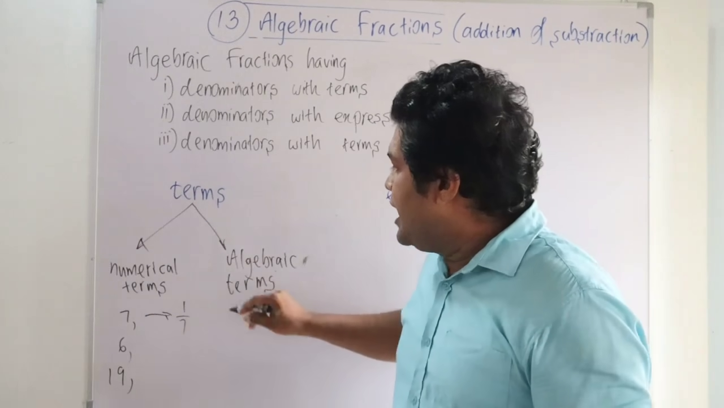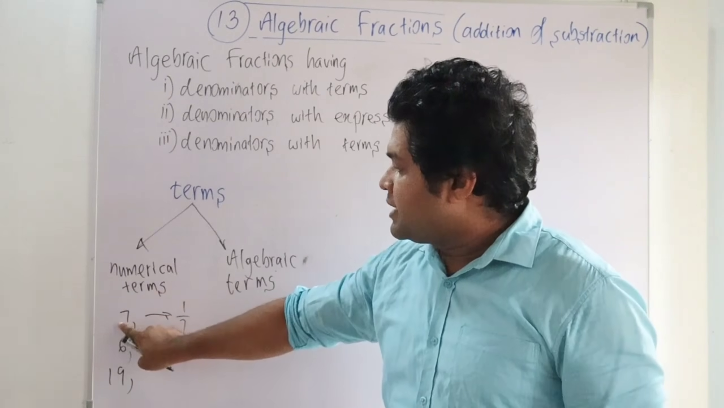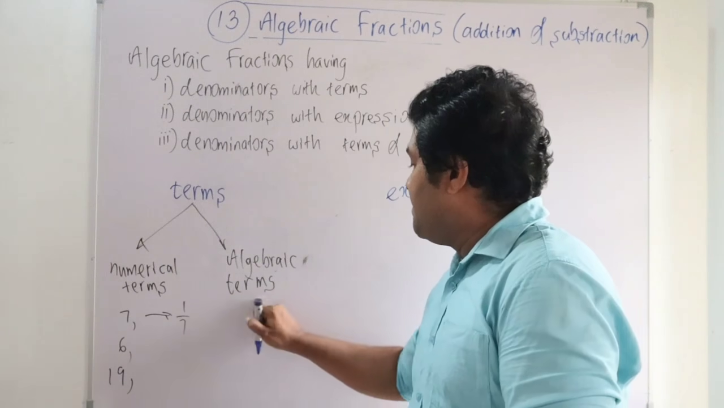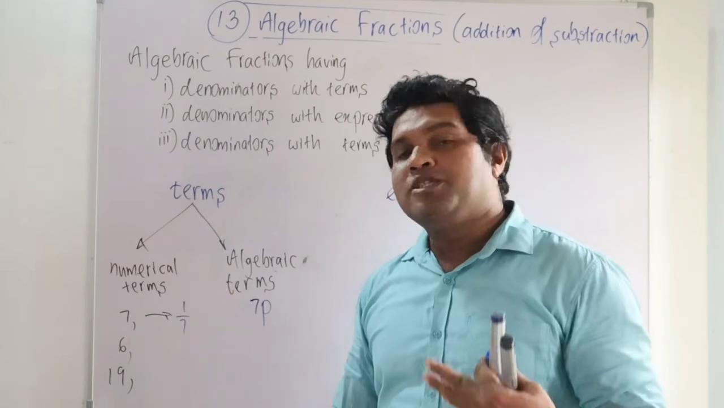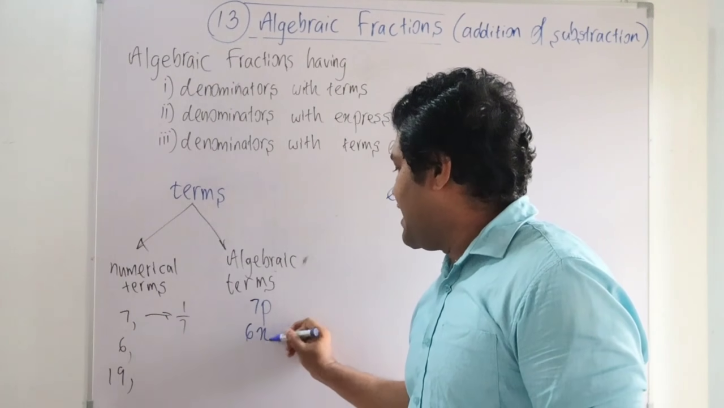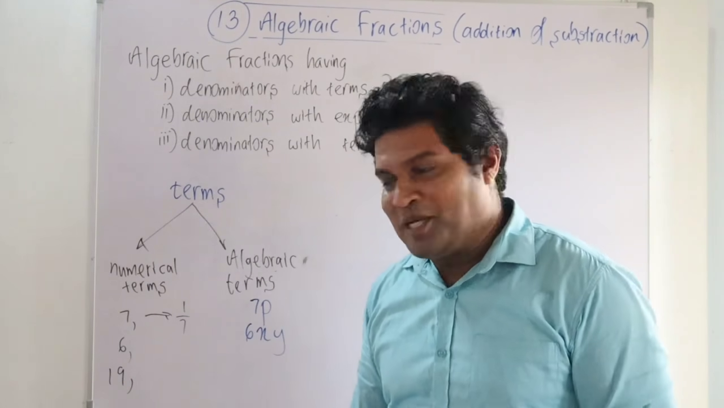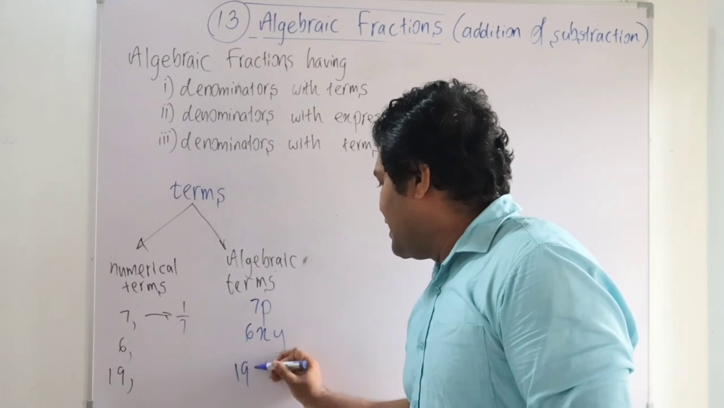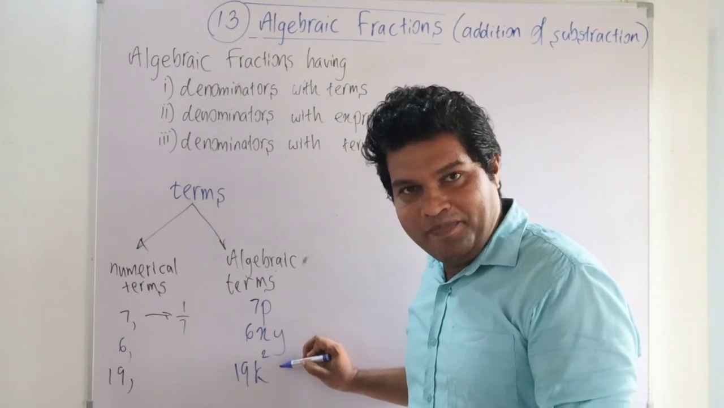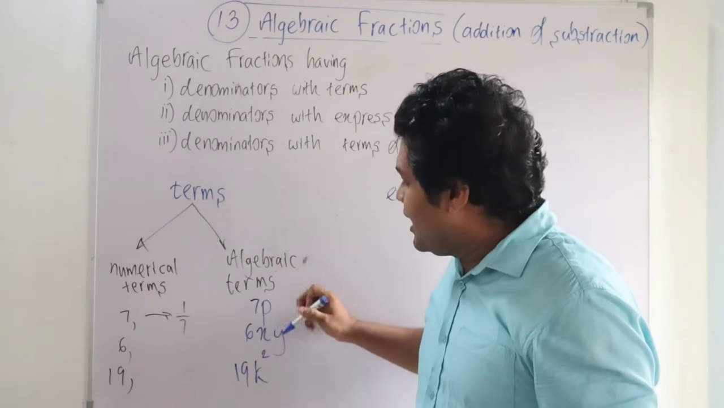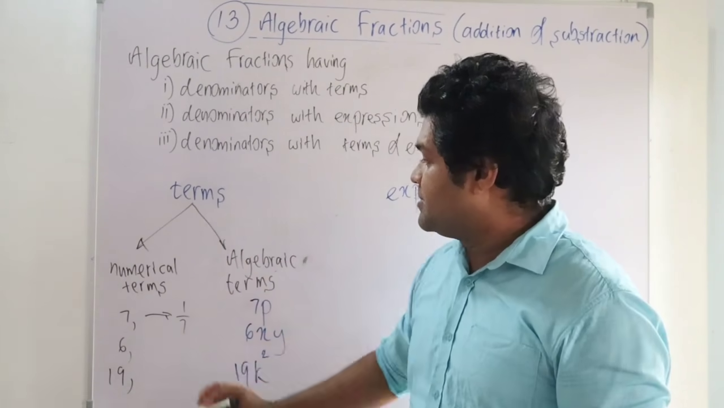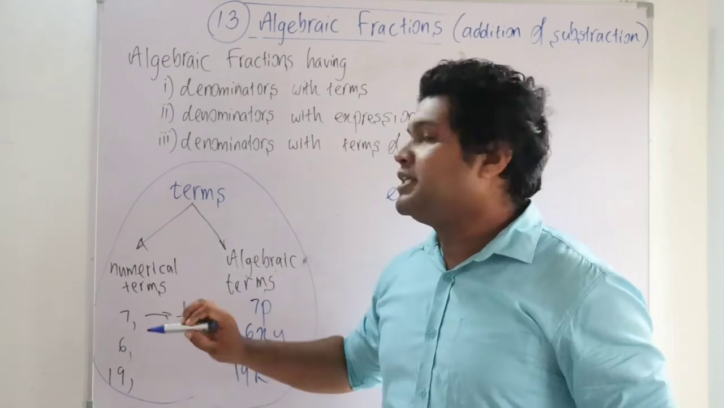What are the algebraic terms? In connection with 7, if I write 7p, yes, an algebraic term. And in terms of 6, if I write 6xy, algebraic term. 19k square, algebraic terms. Due to that alphabet letter, these are called algebraic terms. Algebraic terms and numerical terms, but all of them are terms.